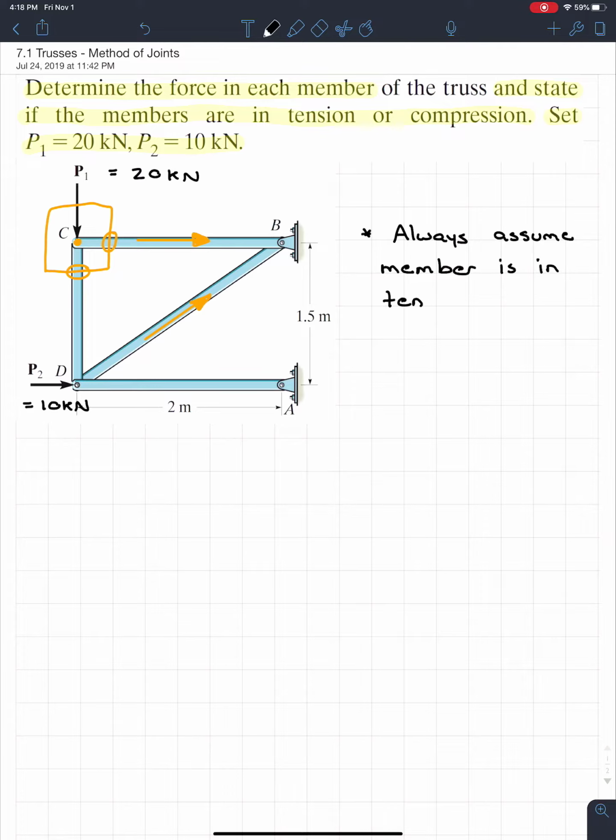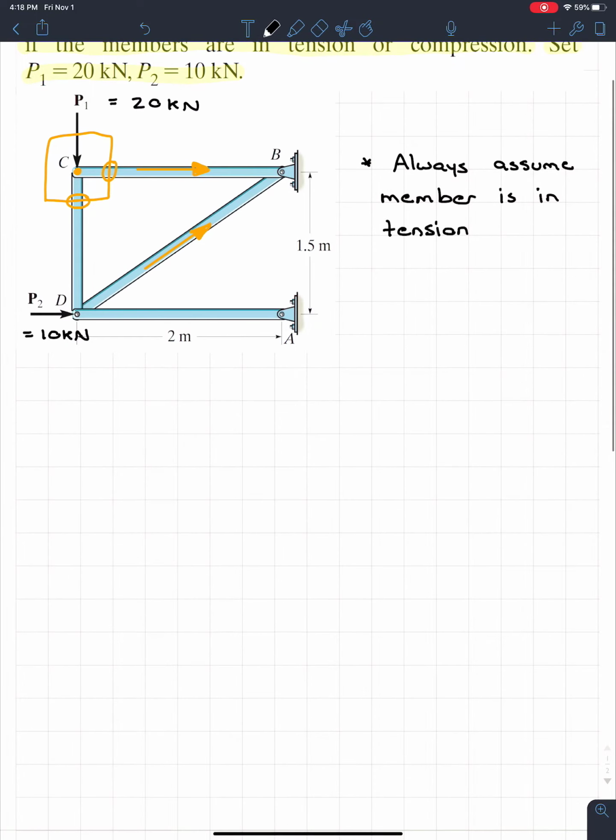What does this mean? Well, this means that if I were to draw a particle equilibrium or a free body diagram of any one of these joints, all of my truss forces are always going to be pointing away. So real quick, what I'm going to do is I'm just going to draw a free body diagram at C. So this isn't going to be exactly C. We're not solving the question yet. I'm just going to show you guys what I mean. So if I had, actually let's do D for a second.